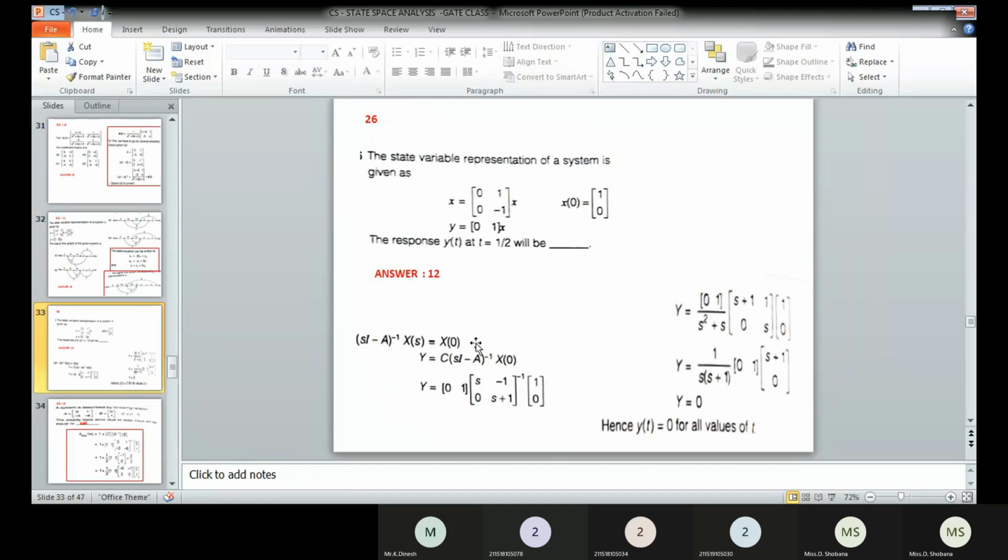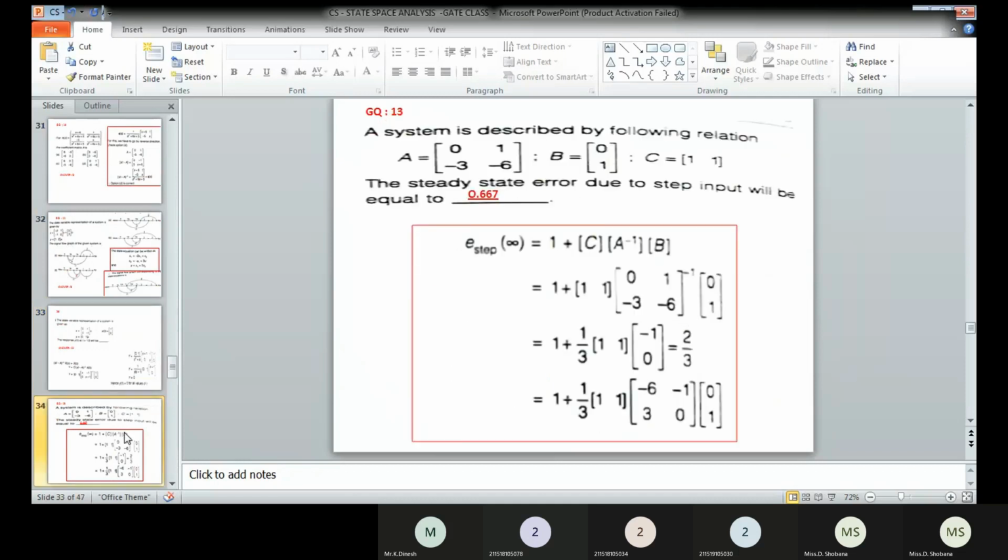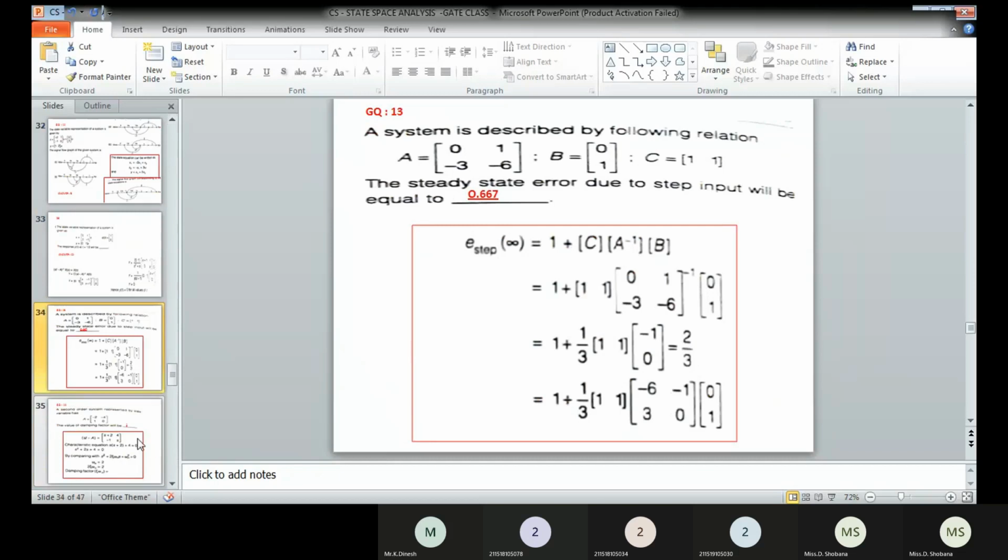Similarly, you can solve this problem. Here the A matrix is given, and the B and C matrices are given. We have to determine the steady state error. The steady state error is determined by the formula 1 plus C into A inverse B. If you do that, the result can be obtained as 0.667. So by this we complete the problem. Thank you for attending the class.